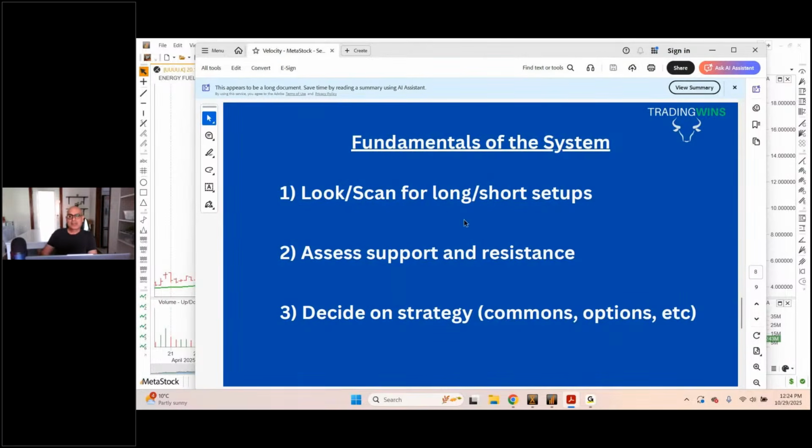So the rules of the system, and there are only 3. You don't need any fancy moving averages. You don't need any kind of bands. You don't need any regression analysis. You don't need a crossover. You don't need any of that stuff. You just need to do 3 things.